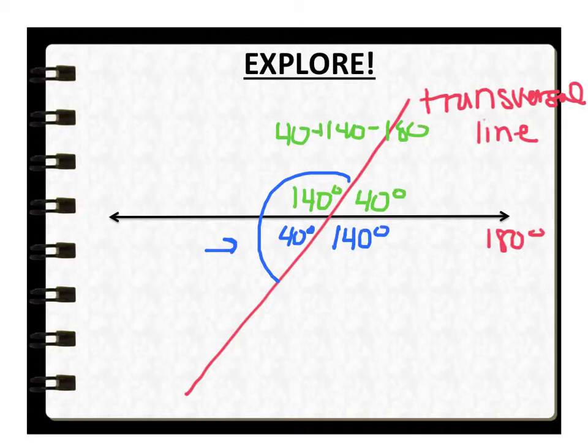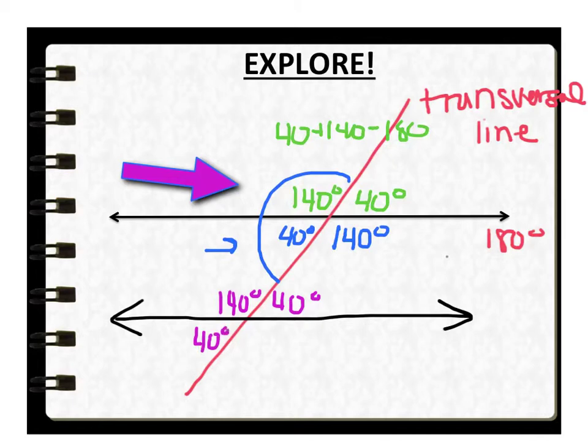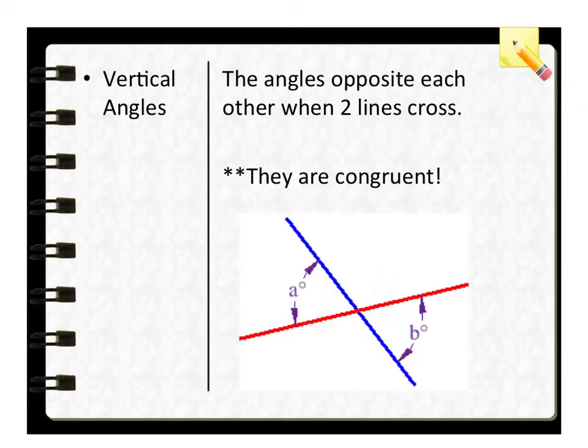Now I want to add another parallel line to the picture, right here, and see what we can come up with for those angles. We actually end up getting the same angles as right up here. The angles become 140 degrees, 40 degrees, 40 degrees, and 140 degrees. Looks to me like we're ready to define our angle theorem.